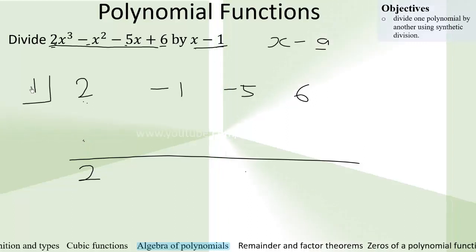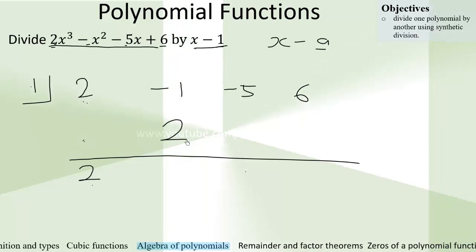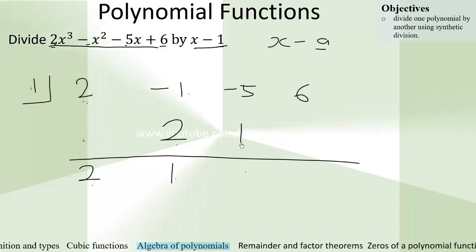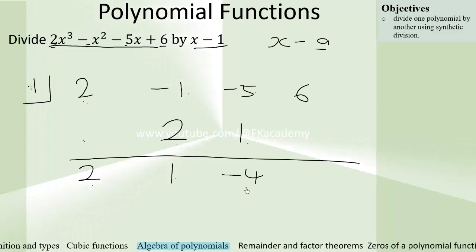Next, multiply 1 by 2, and that will give you 2. Write the result under -1. Add -1 and 2. That will give you 1. We have to multiply 1 by 1 again. That will give you 1. Write it under the -5. Add -5 and 1 to get -4. Multiply 1 by -4. That will give you -4. Add 6 and -4. That will give you 2.